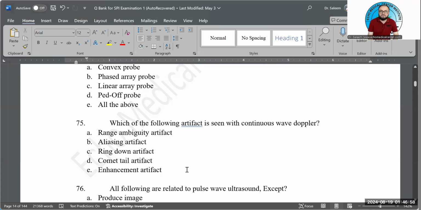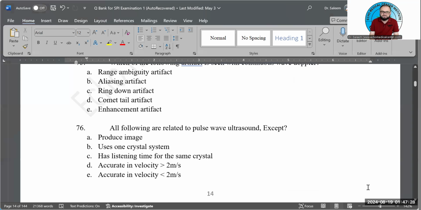Absolutely, you're right. It is range ambiguity artifact. What does it mean? It means they will give you the velocity of slow flow, high flow, and medium flow. All these velocities will be coming in one velocity. That will give you one package of the velocity. And then you will not be able to see which one is the peak systolic and which one is the end diastolic. So it will give you everything in one. So that is range ambiguity artifact. Correct. What is the next question?